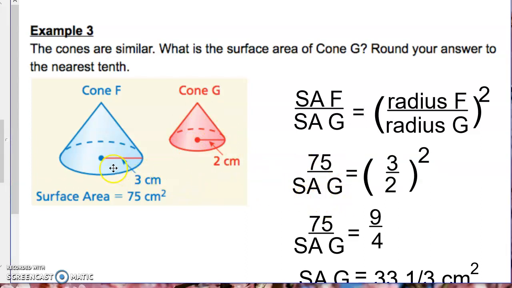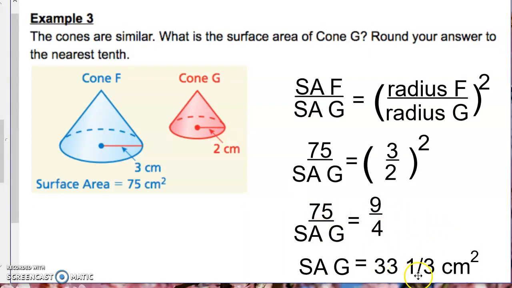And then I'm going to compare that to the linear measure of 3 over 2, but I have to square that linear measure. So 3 squared is 9, 2 squared is 4. Now I can solve this proportion to find the surface area of G. 75 times 4 divided by 9.